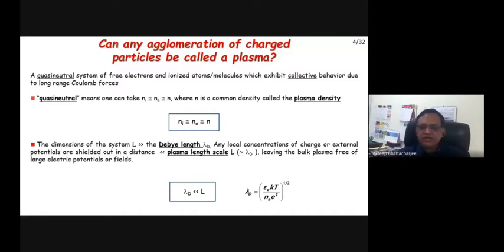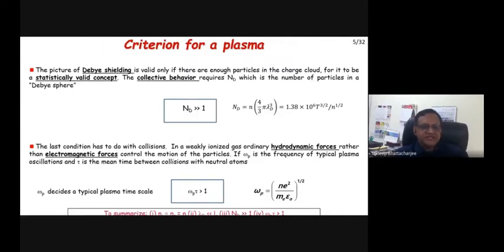So any local concentrations of charge or external potentials are shielded out, in a distance much smaller than the Debye length, leaving the bulk plasma free of large electrostatic fields. So this is actually the concept of screening, and all the electric fields due to a charge are screened within the Debye length.